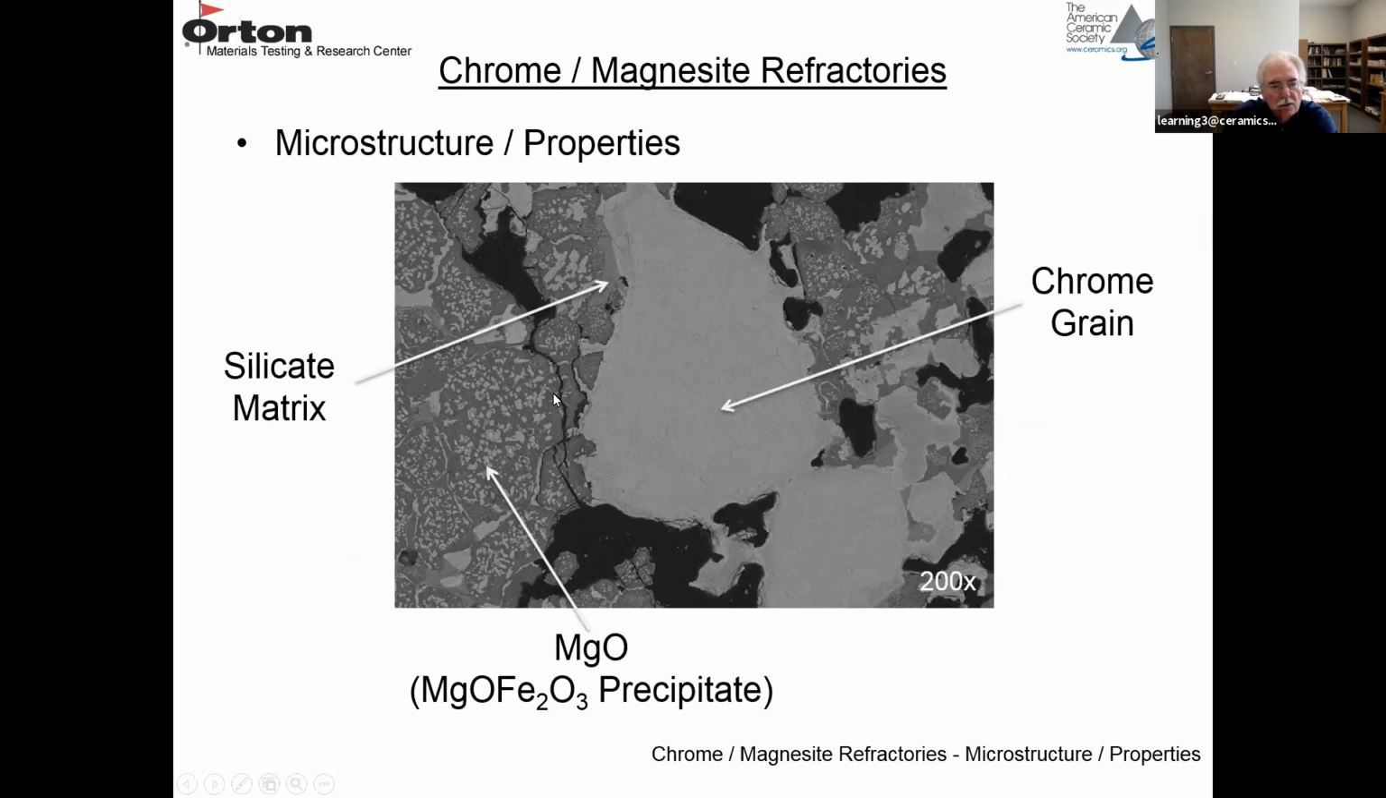Here's your MgO grains, and you can see the individual MgO crystals and their grain boundaries. This has excess Fe2O3, so there's an Mg-Fe2O3 precipitate in the MgO crystals. These gray, medium gray areas are your silicate phases. So there's some direct bonding and there's some silicate phases present.